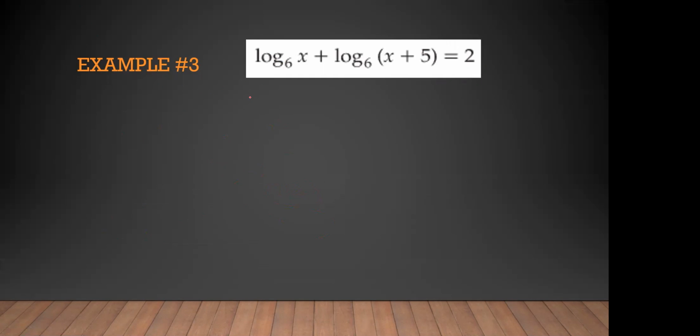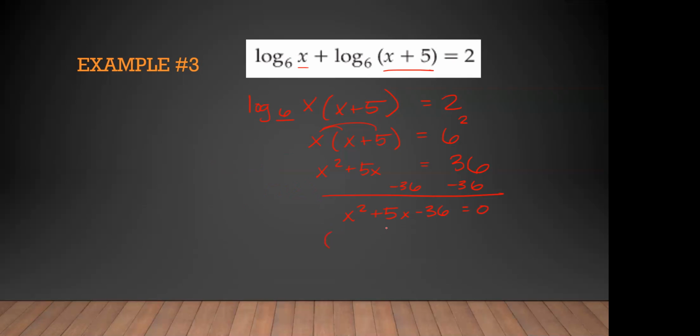So we can rewrite this as log base 6 of x times x plus 5 equals 2, because we're multiplying these values here. So then when we do that, we can use the definition of logarithms here. X times x plus 5 is equal to base 6 to the power of 2, okay? This would be your y value, okay? And then we would distribute here. So this would be x squared plus 5x equals 36. And then we can subtract 36 from both sides. We get x squared plus 5x minus 36 equals 0.